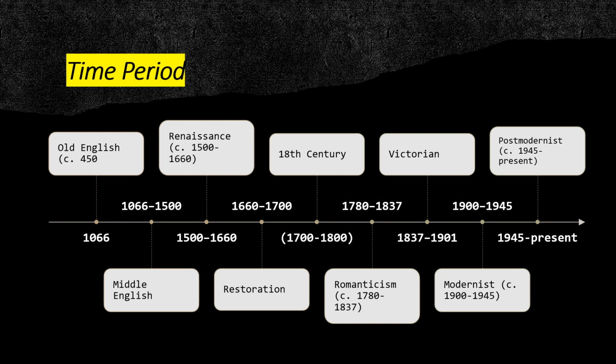And then we go to the Restoration era, from 1660 to 1700. From this era, we have John Dryden's Absalom and Achitophel, which is a satirical poem reflecting the political and social upheavals of the time, particularly the restoration of the monarchy. And then we have the 18th century time period, from 1700 to 1800. Some of the works from this period include Richardson's Pamela, a very famous early novel of the 18th century. And then we have the Romanticism era, from circa 1780 to 1837.